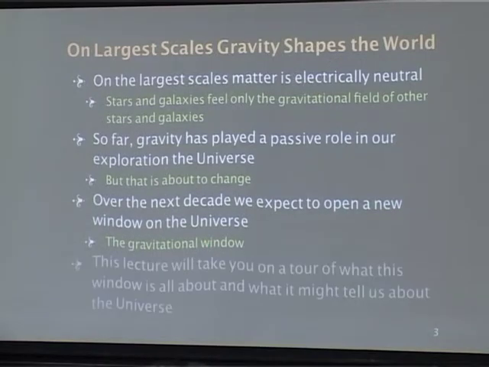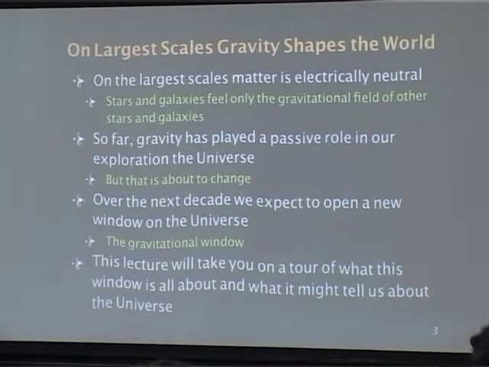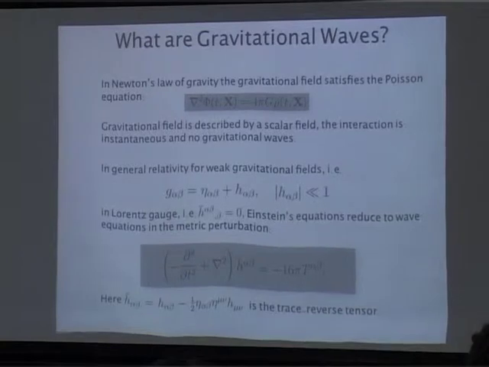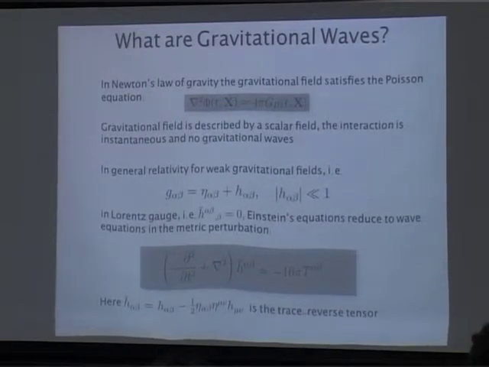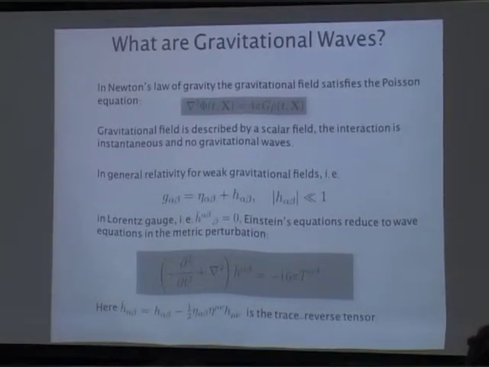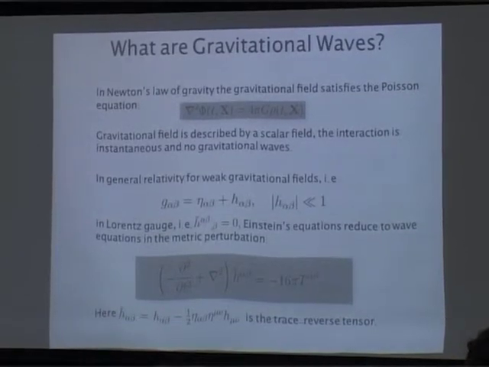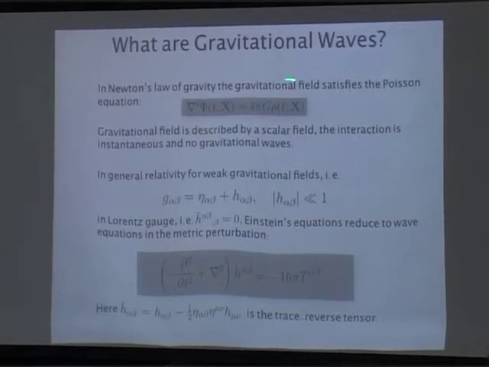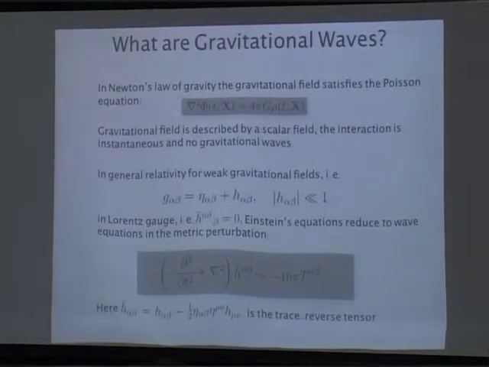So the gravitational window is what I'm going to talk about in this lecture, but probably also quite a lot in the next lecture, as to what we might learn about the universe. So let's go back to the very beginning and look at Newton's laws of motion. Once they are given, you have to tell what the force on the right hand side is, and one example of that force might be gravity, and gravity is described by the Poisson equation.